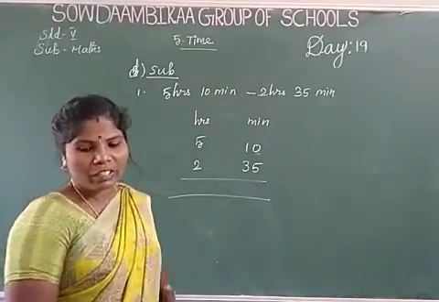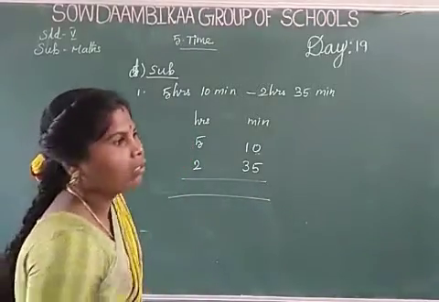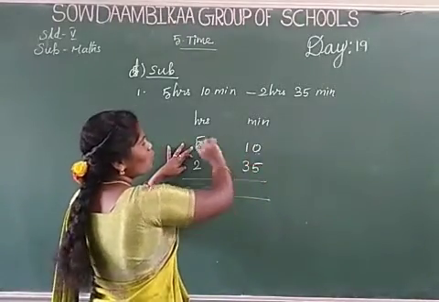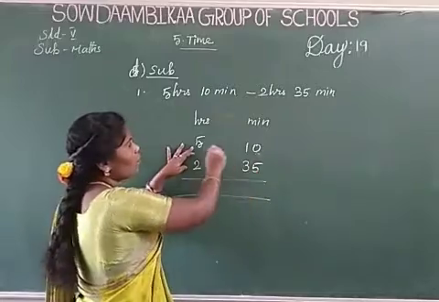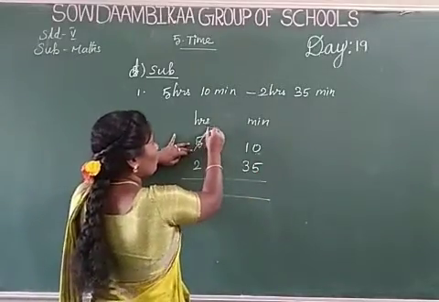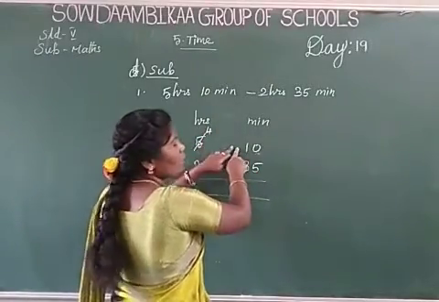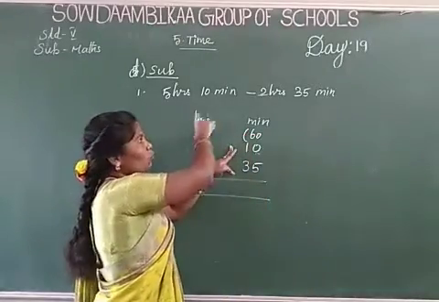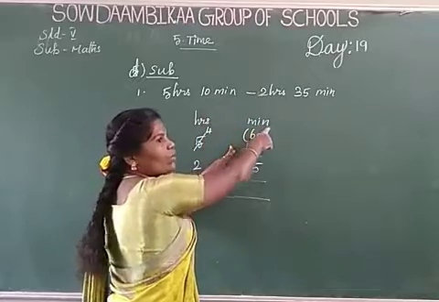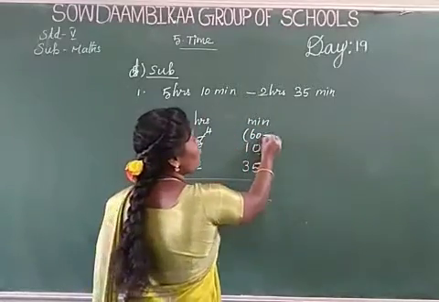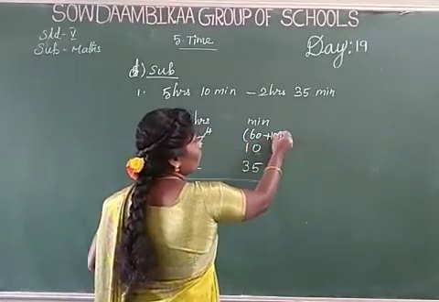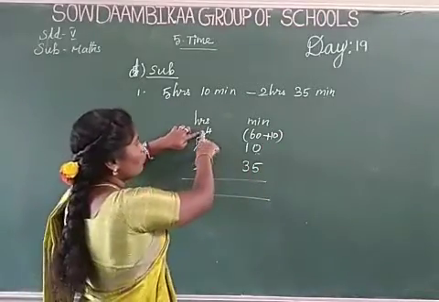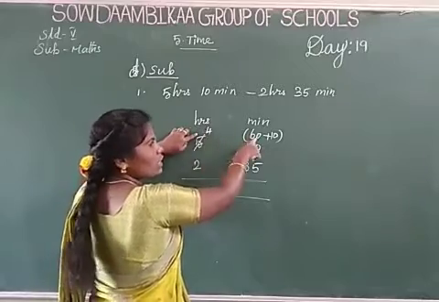Okay, 10 minus 35 is not possible. So what do I do? Borrow the hours. Here 5 becomes 4 hours. Give the 1 hour. 1 hour is how many minutes? 60 minutes, plus add 10. Give the 1 borrow. So here 4 hours, and 1 hour equal to 60 minutes.